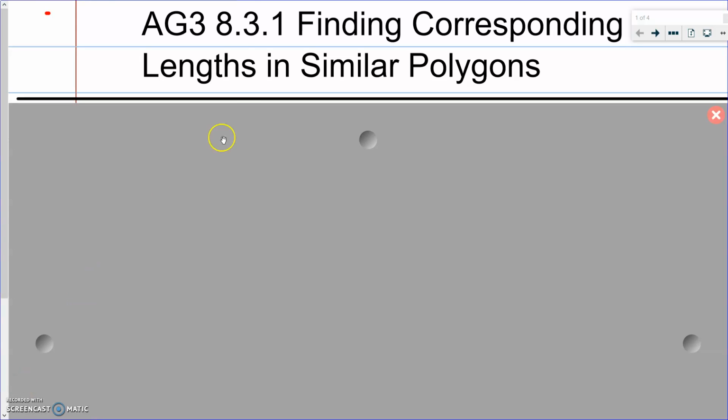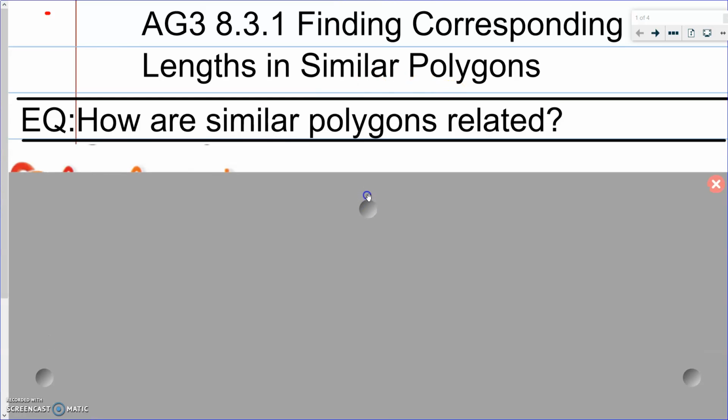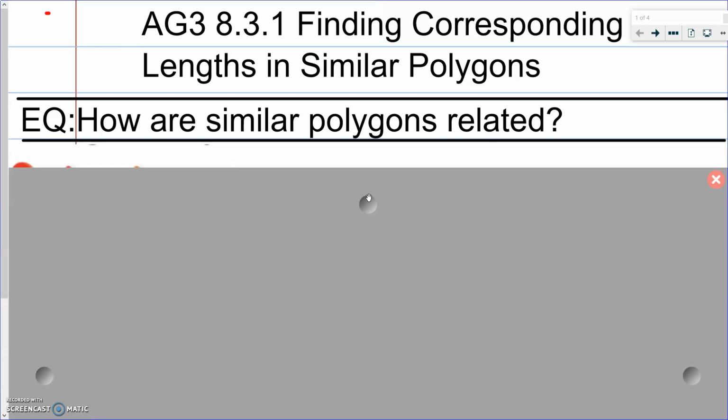Welcome back. This is AG3 8.3.1. We're trying to find corresponding lengths in similar polygons. Our essential question is, how are similar polygons related? So I'm pulling straight from the book. Once again, I expect you to try to follow along, take notes as needed, and look at the examples.